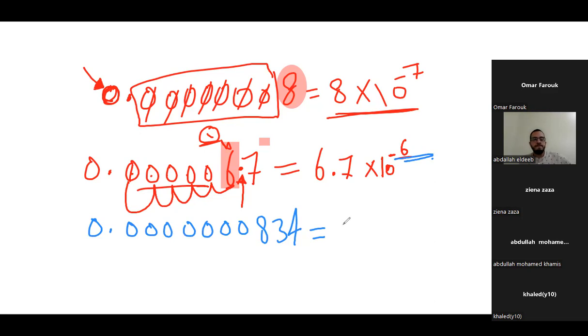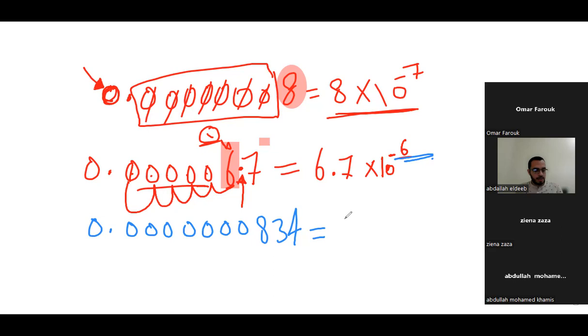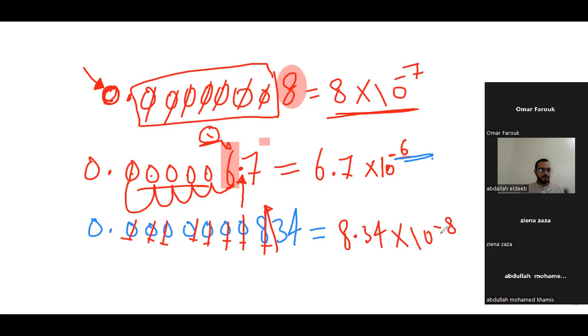Yes, sir. 8.34 times 10 to the negative 9. It can't be more than 10. 8 point, okay. 8.34 times 10 to the negative... Let's count: 1, 2, 3, 4, 5, 6, 7, 8. Negative 8. Okay?